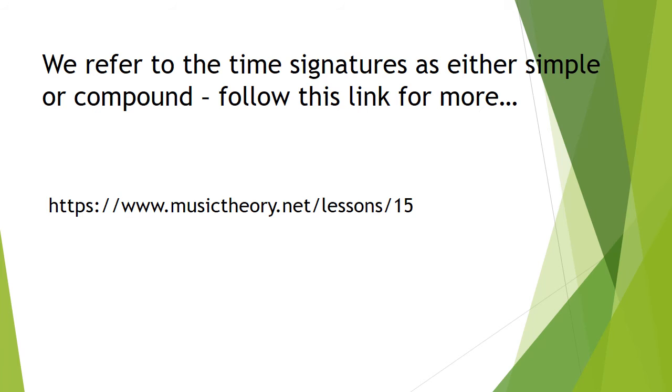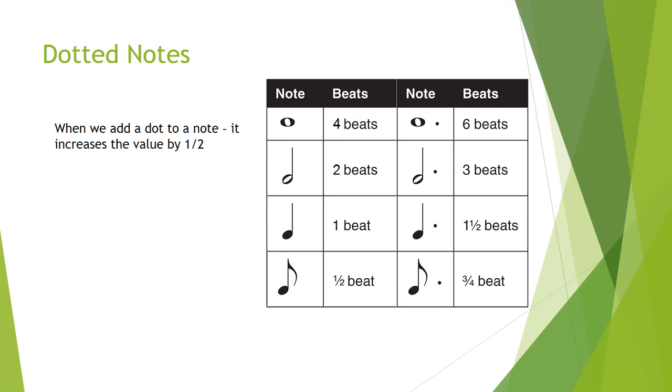All right, so now we're moving on to what we call dotted notes. In addition to having spaces or gaps, sometimes you're just going to need a note to last a little longer than what we have from our basic notation. So if we add this little dot after it, it will increase its value by a half. And on this chart, you can see some examples of that.